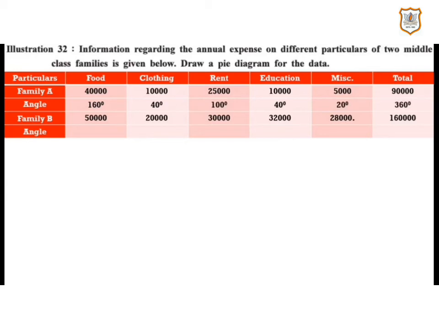In the same way, we are going to find for family B. 50,000 divided by 1,60,000 gives you 112.5 degree, then 45 degree, 67.5 degree, 72 degree, 63 degree, 360 total.